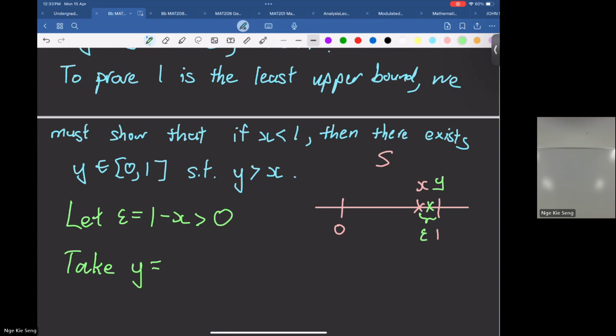x plus epsilon. Sure, you can do that. Can you do that? Yeah, you can do that, right? So let's take y equals x plus epsilon. Then actually this is really just 1, right? But 1 is greater than x. So y is greater than x. Yes. But can we do something non-trivial?